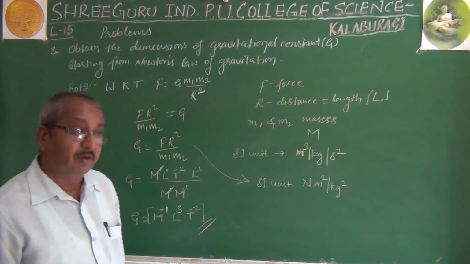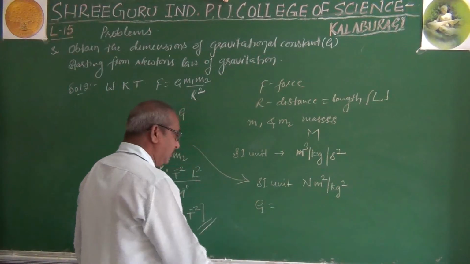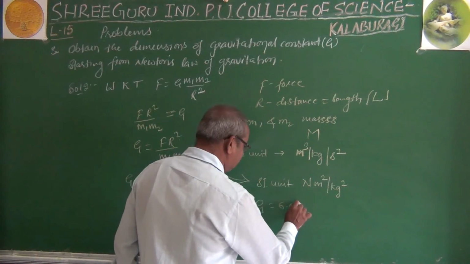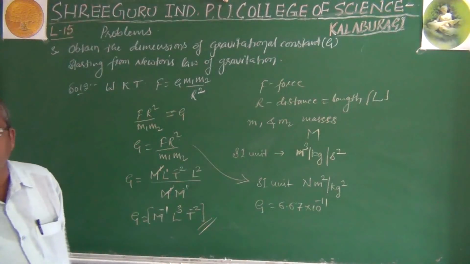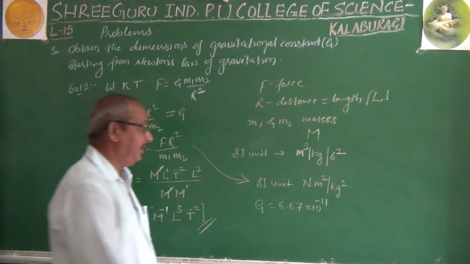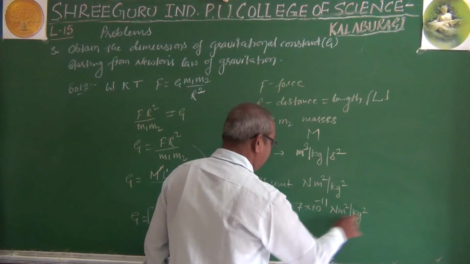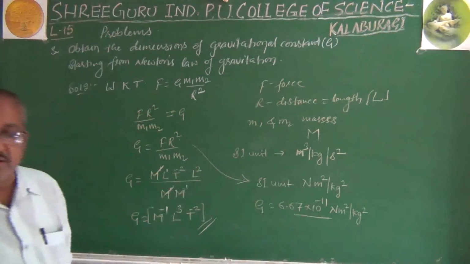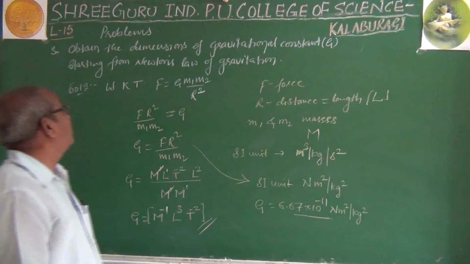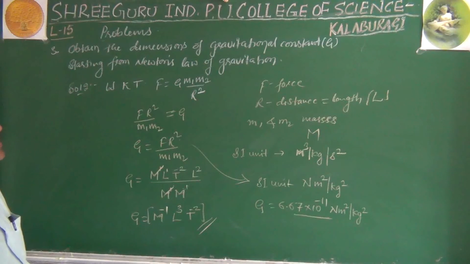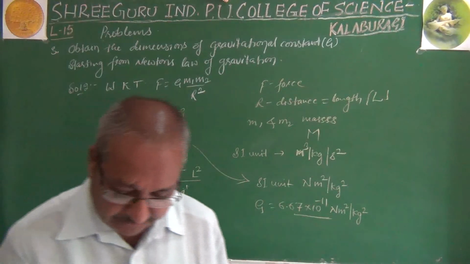Is it clear? And the value of the gravitational constant which was given by Newton is G equal to 6.67 into 10 raised to minus 11 Newton meter square per kg square. This is the value of the constant which was given by Newton. There is no need to calculate it. So this is about another question: obtain the dimensions of the gravitational constant starting from Newton's law of gravitation.